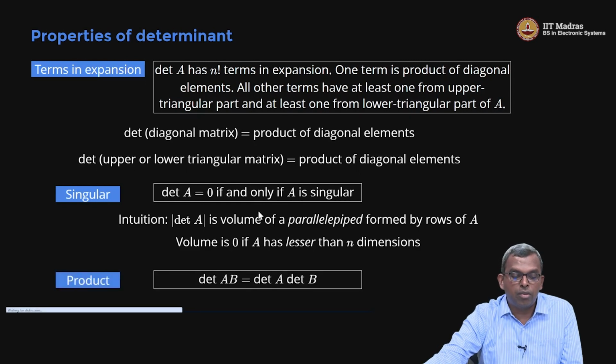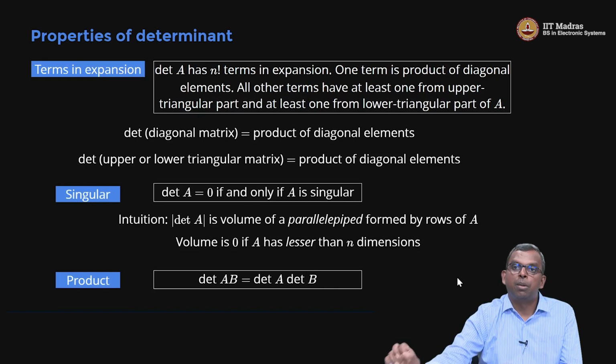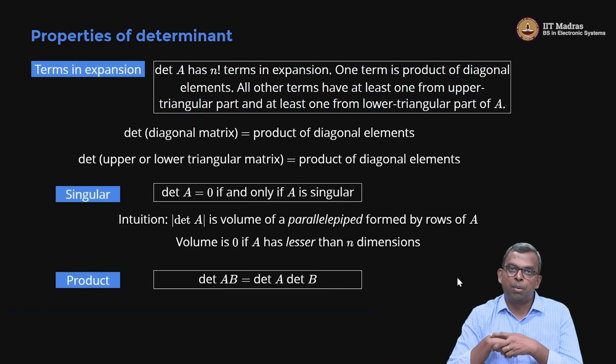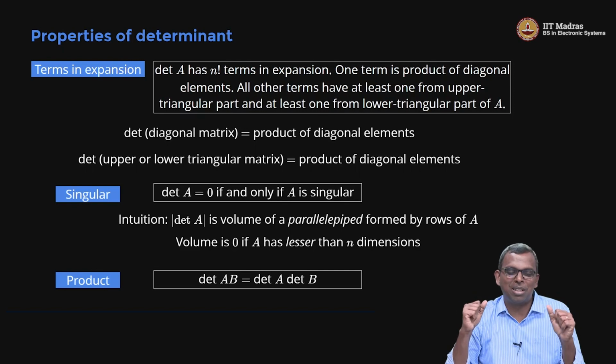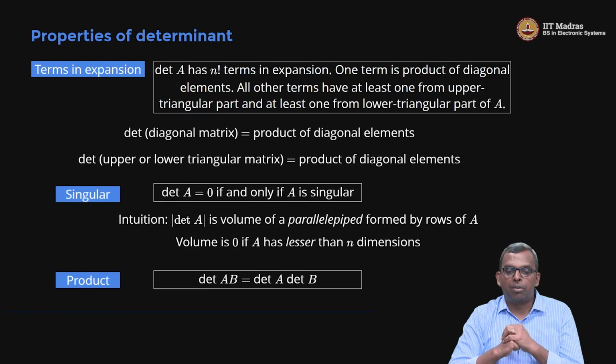Another very useful fact for us is that determinant is very well behaved with product. Determinant AB is equal to determinant A times determinant B. But determinant A plus B is not determinant A plus determinant B. It doesn't behave like that with sums. It's a much more complicated thing there. But determinant AB is determinant A times determinant B. With product, it's very well behaved.